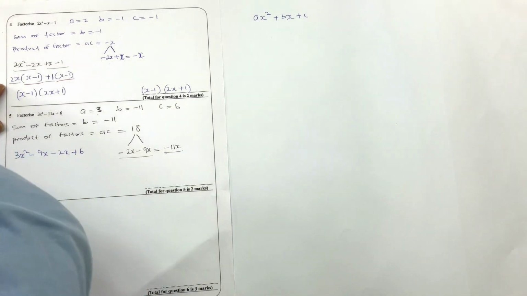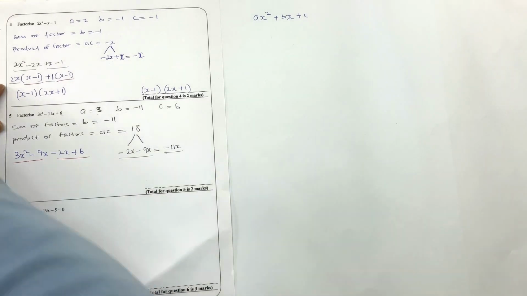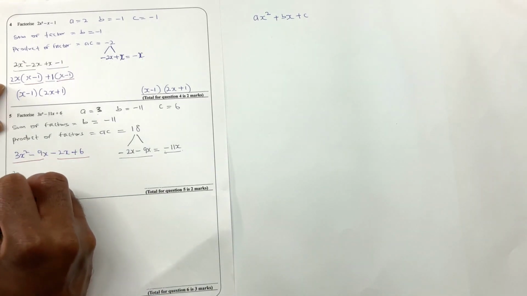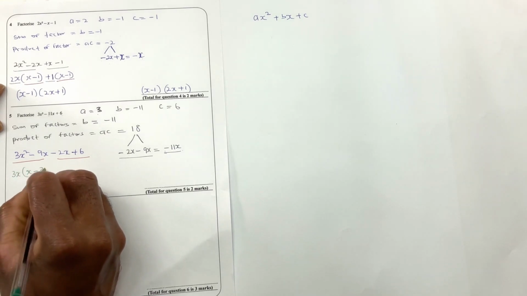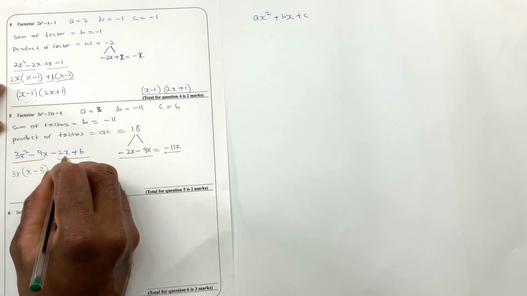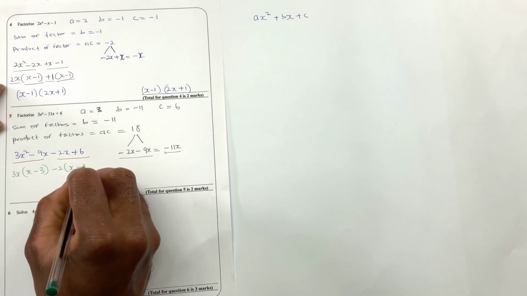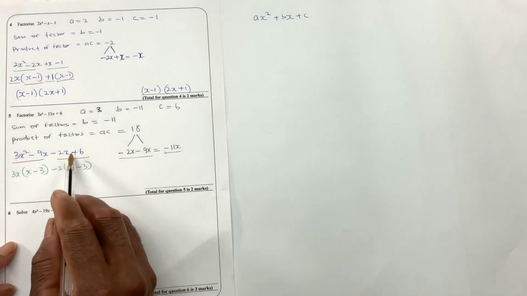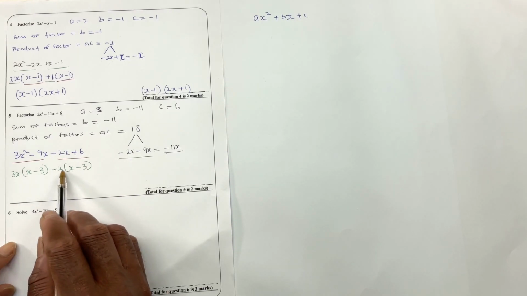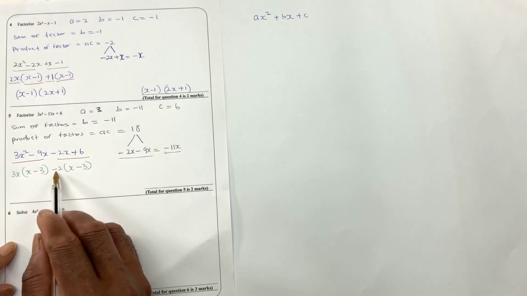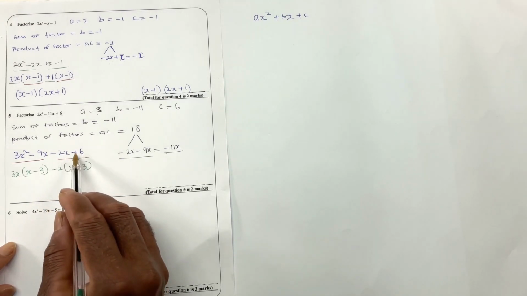Now let's take the common factor here and there. The common factor here is 3x, and that will be x minus 3. And the common factor here is minus 2, and that will be x minus 3. Because I've taken minus here, that has to be minus. If I multiply this, minus 2x times x is minus 2x squared, minus 2x times minus 3 is plus 6. So that's the same.